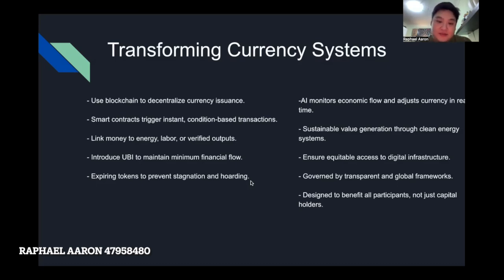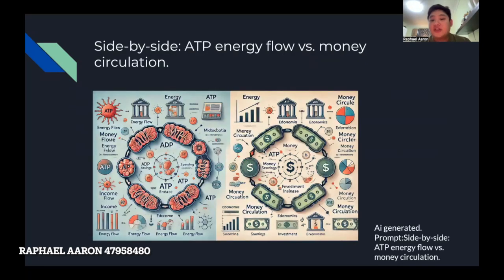Lastly, AI systems can monitor the flow of value and adjust it dynamically, like the body's own regulatory system, ensuring a fair, adaptable, and responsive economy. Now imagine a world where every person, every machine, every community acts like a digital cell, producing, using, and exchanging value in real time. A currency that mirrors life's own logic, circulating, regenerating, and adapting.